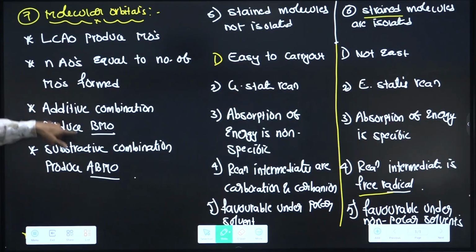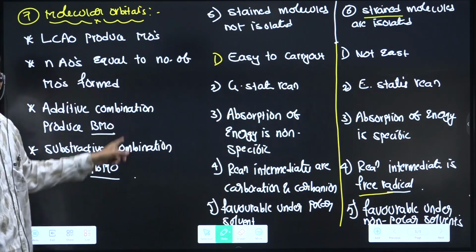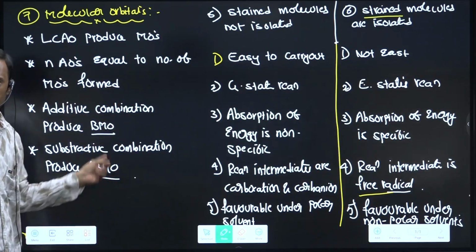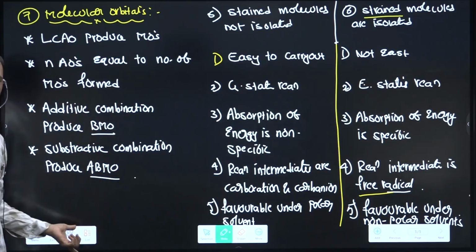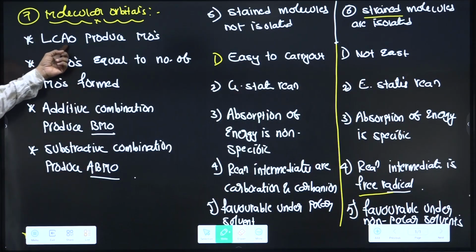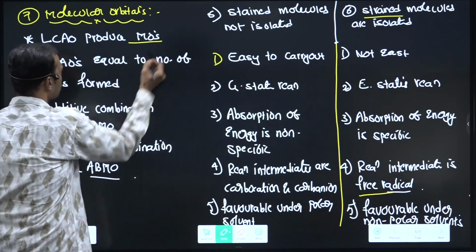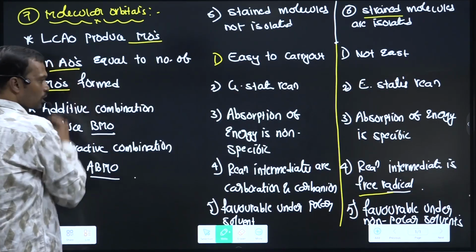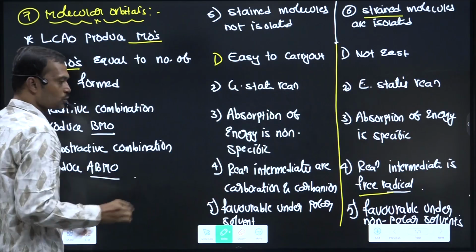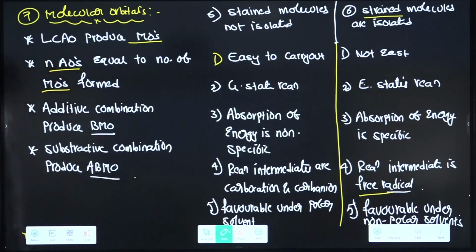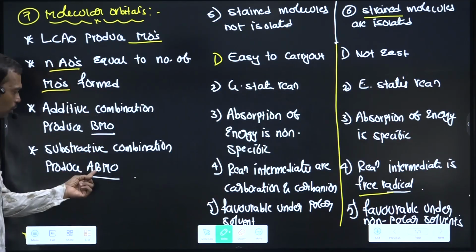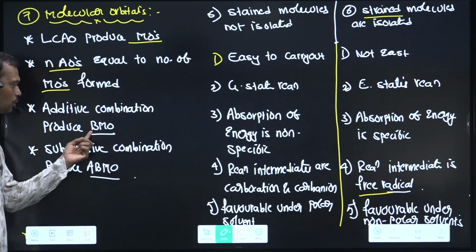These points were already given. Where? In FMO, frontier molecular orbital, these points are already given. That's why I am writing directly, very fast. Linear combination of atomic orbitals: when atomic orbitals combine, they give molecular orbitals. The number of AOs gives the number of MOs. Additive combination, if two similar signs overlap, gives BMO; opposite sign overlap gives antibonding molecular orbital. This is called bonding molecular orbital.